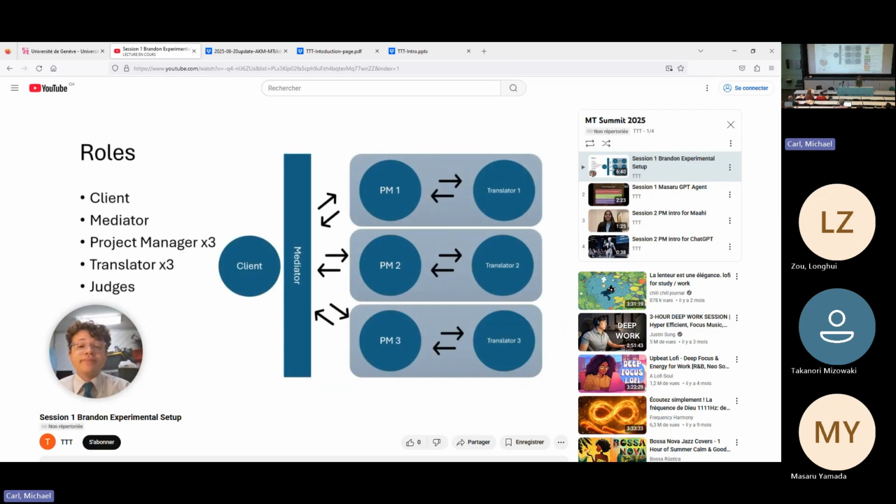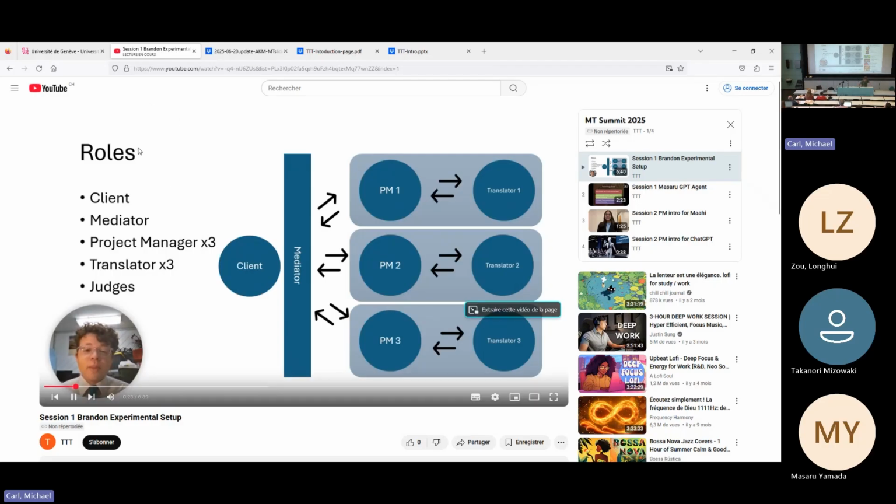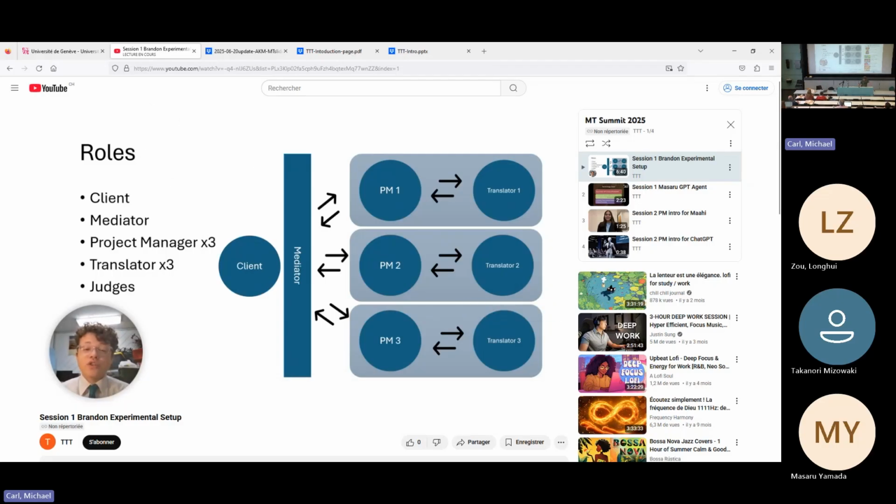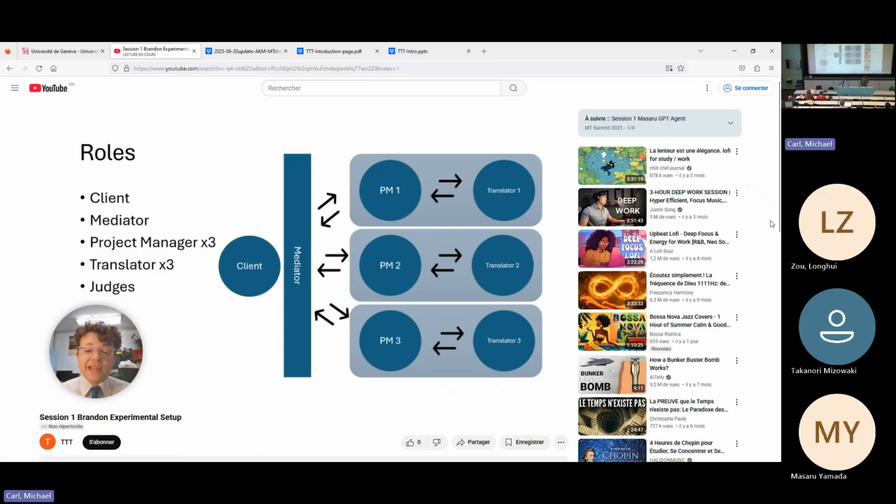Good morning, everyone. Today, I'll be walking you through the experimental setup for a translation Turing test by outlining the key roles in a TTT and how each participant contributed to the overall process of generating data that could be handed off to judges and then be used to judge whether or not ChatGPT can pass a translation Turing test in this situation.